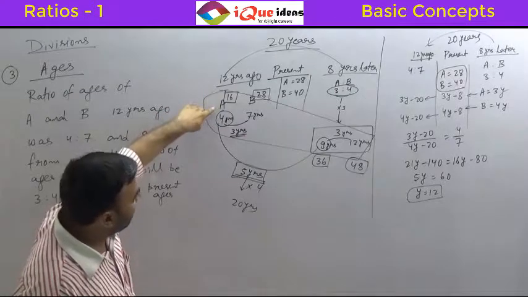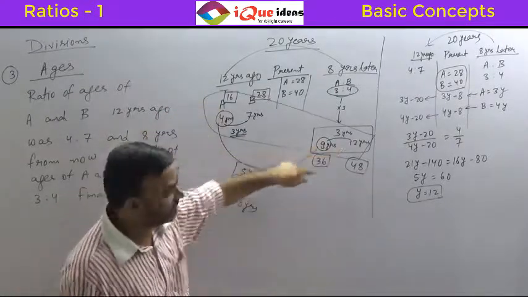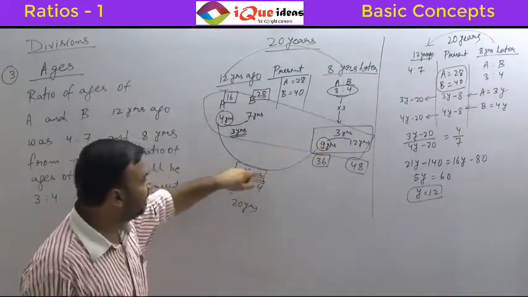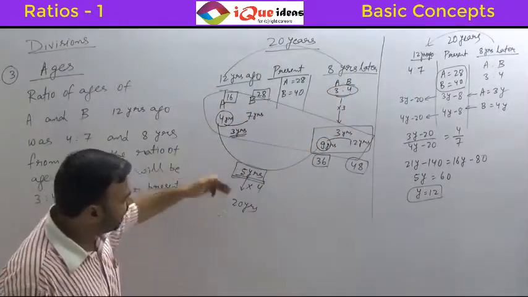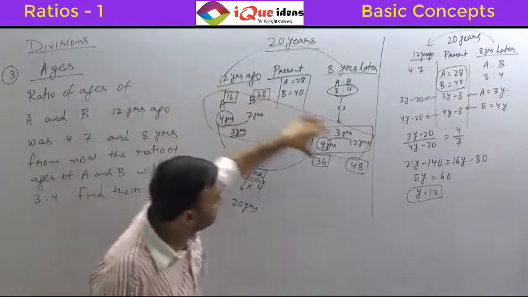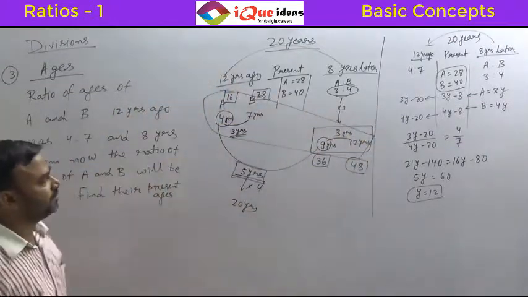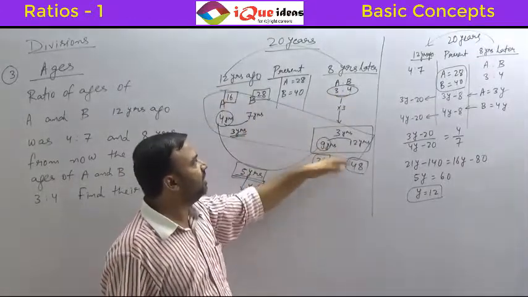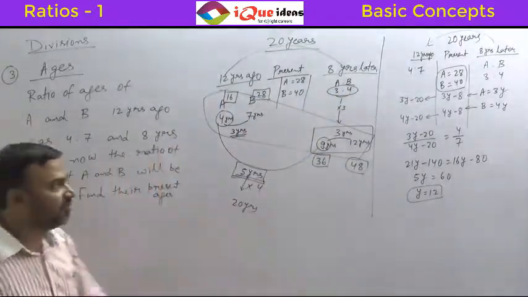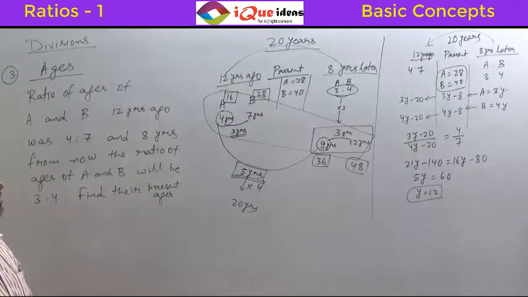In that case, the age of A has gone from 4 years to 9 years. That means it has increased by 5 years, whereas it should have increased by 20 years. So make this 5 into 20 by multiplication of 4. So multiply each of these numbers by 4. So you get the ages 12 years ago, you get the ages 8 years later. From any one set, you can get the present ages. So the answers would be 28 years and 40 years.